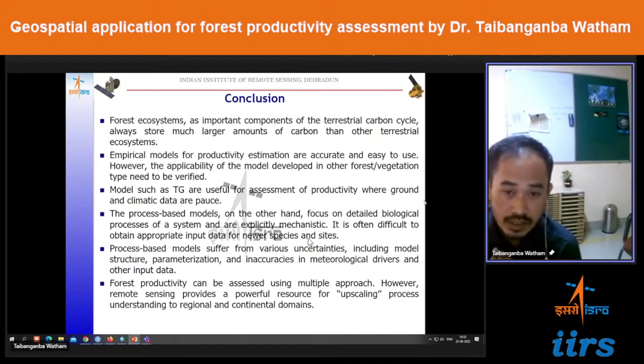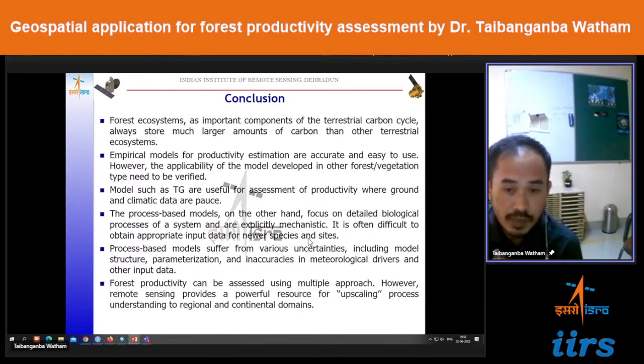So in conclusion, you can say the forest ecosystem is a very important component of the carbon cycle. In order to understand how the carbon cycle is going to behave with climate change, how much they are going to sequester, or how much intake is going to take place over the year, or the capacity of a particular forest ecosystem, how much they are able to retain or how much they are able to take in of atmospheric CO2, we can understand only after we do the assessment of this vegetation productivity.